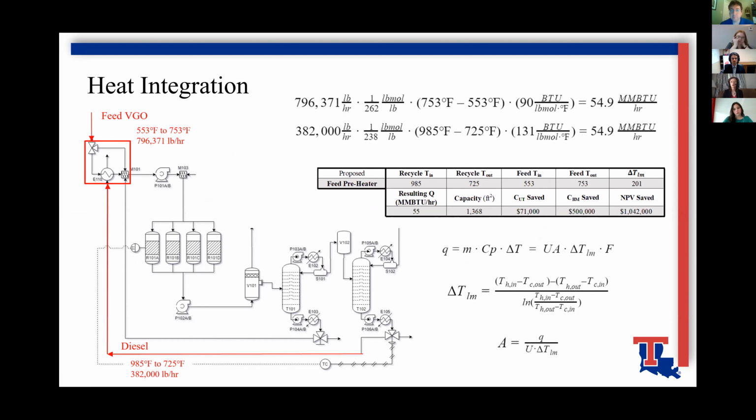We are heating up the feed VGO by about 200 degrees, from 500 degrees to about 700 degrees for the feed into the reactor itself. And in doing so, we are actually able to reduce the diesel temperature from about 900 degrees to 700 degrees, making it much safer. Now, in doing so, we're saving about $70,000 in utilities. We're saving about $500,000 in the actual FCI, and the overall NPV from using this heat integration is about $1 million.